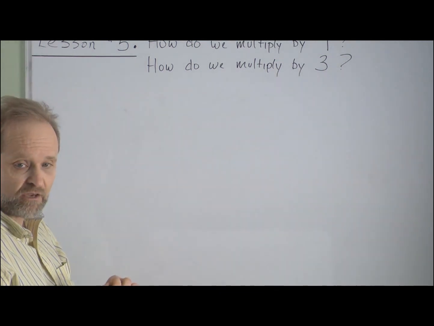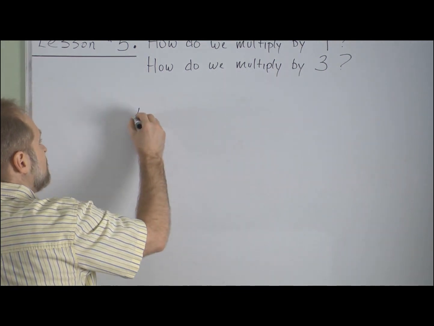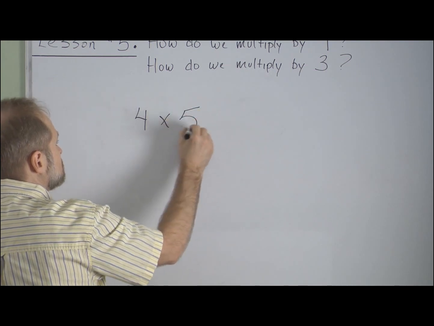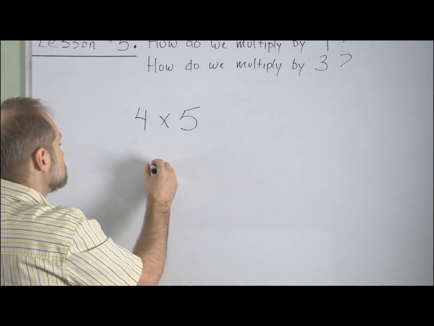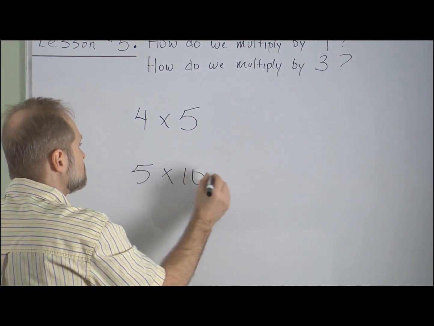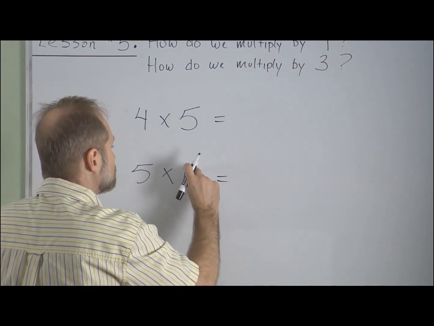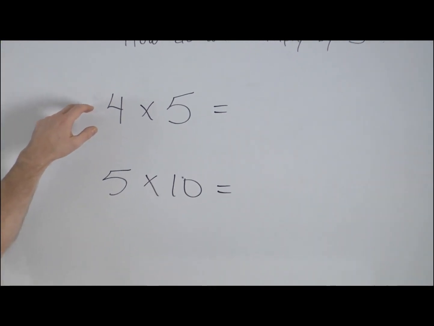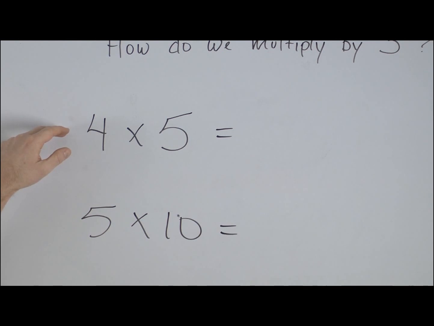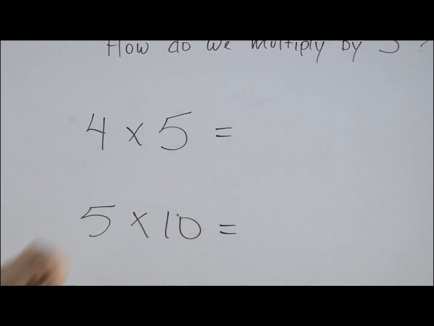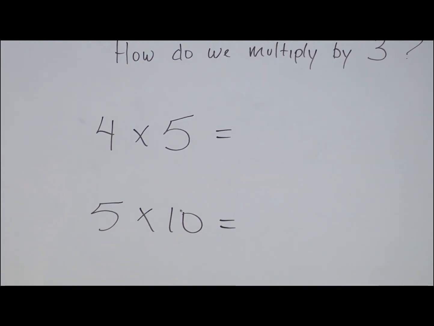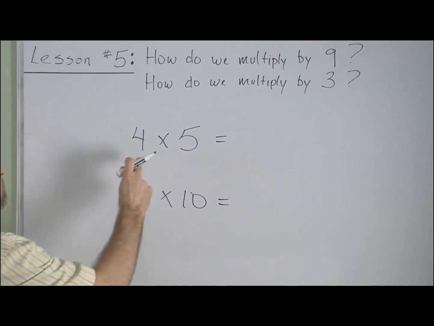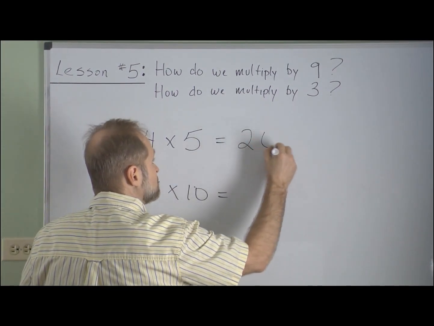Multiplication by 5. Let's take a look at multiplication by 5. When it comes to multiplication by 5, what we did yesterday, we focused in on skip counting. And so, for instance, here we have 4 groups of 5. And so with our skip counting, we would go 5, 10, 15, 20. And so 4 times 5 would be 20.